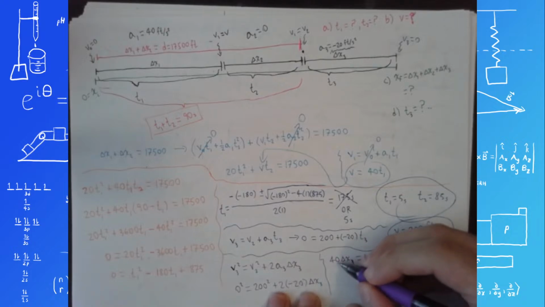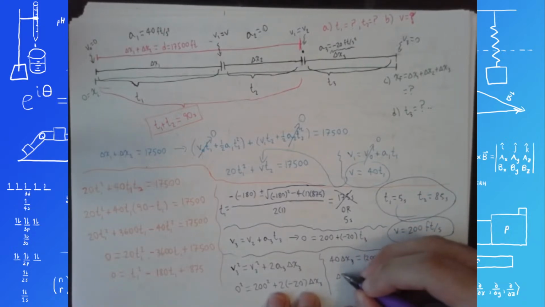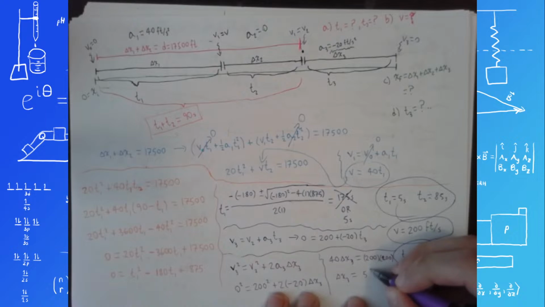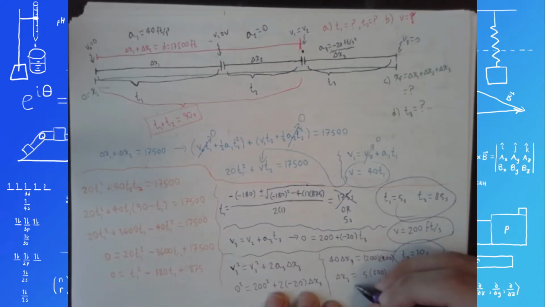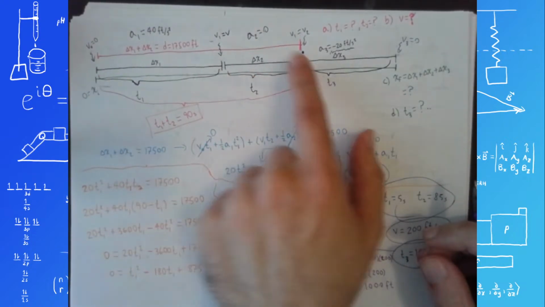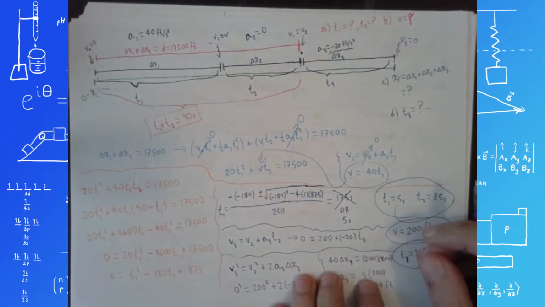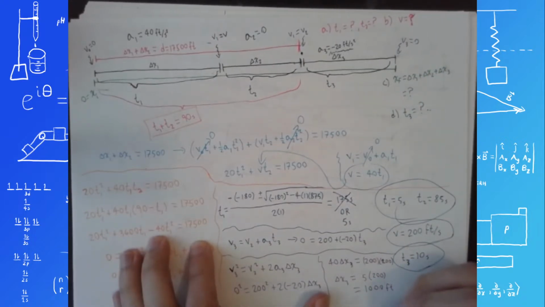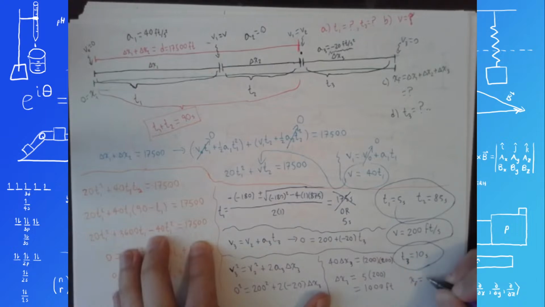And if I divide one of those 200s by 40, then delta x3 equals 5 times 200 equals 1,000 feet. And we already know that the first two parts of the trip totaled 17,500 feet. So add 1,000 feet to that, and x final would have to be 18,500 feet.